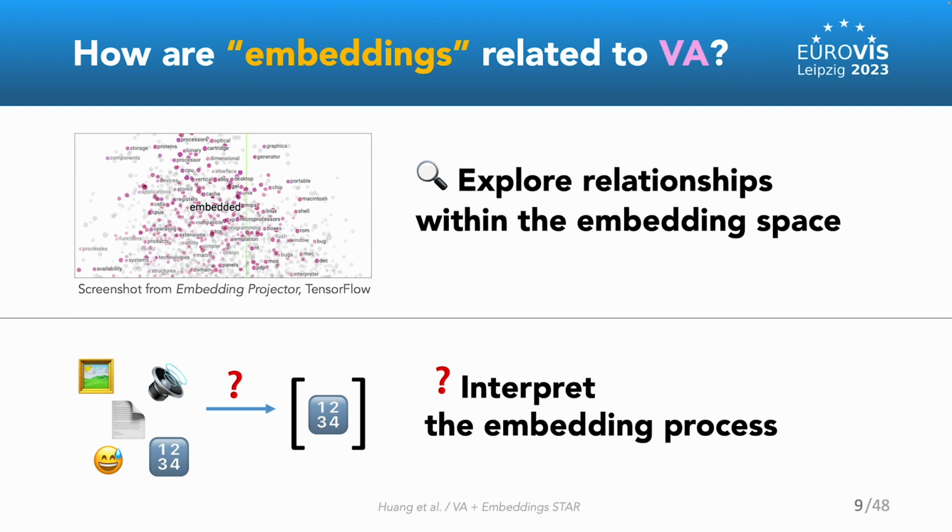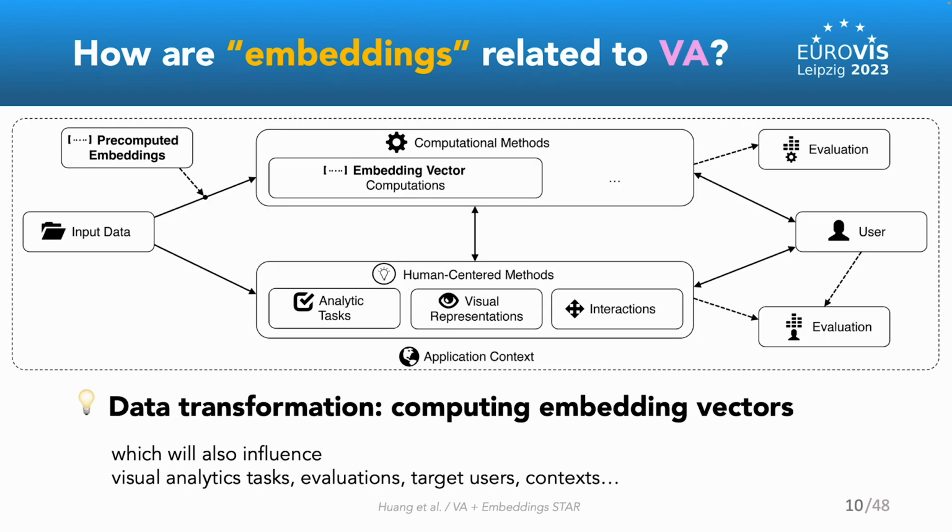If we stand from the perspective of trying to add some human-in-the-loop process to embeddings, there is both a need to explore relationships within the embedding space and interpret the embedding process. That is where visualization or visual analytics naturally step in to explain a rather black box process or a high-dimensional space. But on the other hand, introducing embeddings and integrating embedding into a VA pipeline is equally common and important.